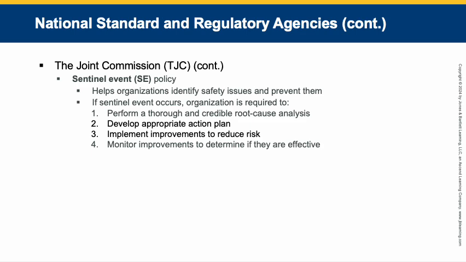One of the ways Joint Commission demonstrates its commitment to safety is through its Sentinel event policy. Sentinel is like an early warning. The intent of this policy is to help identify safety issues and take steps to prevent them from happening again. A Sentinel event is any unfavorable event that is unexpected and results in death or serious physical or psychological injury. Such an event signals the need for immediate investigation and response.